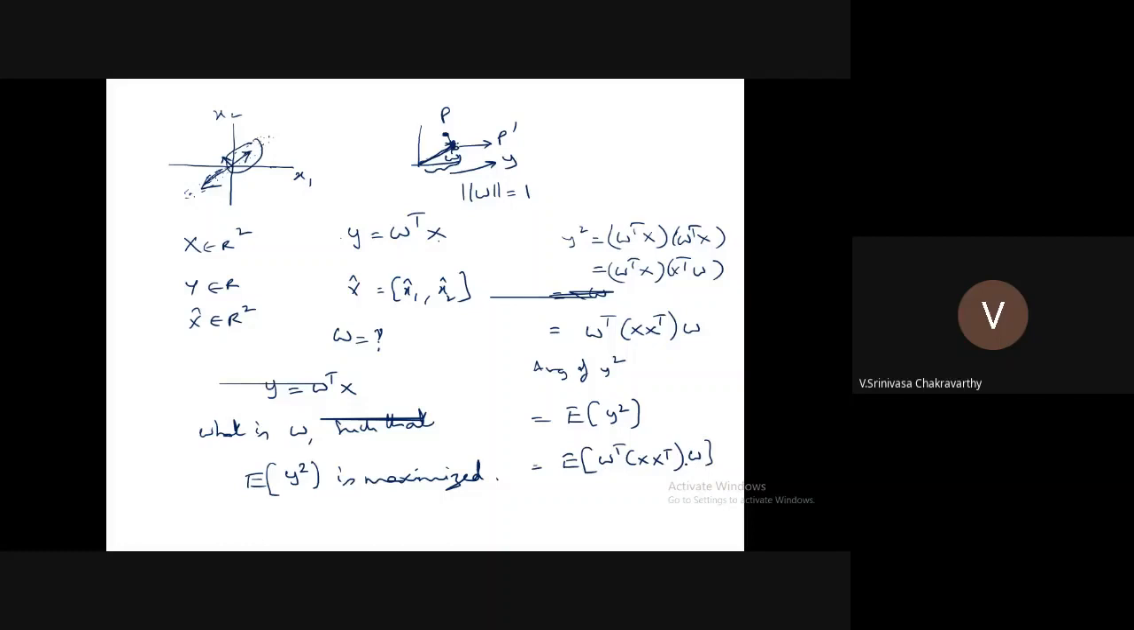And W is a fixed vector in this case. There's nothing like an expected value of W. But XX transpose comes from one data point. X is a data point. So the expectation operator is applicable only to this part of the argument. So I'm taking W transpose out.